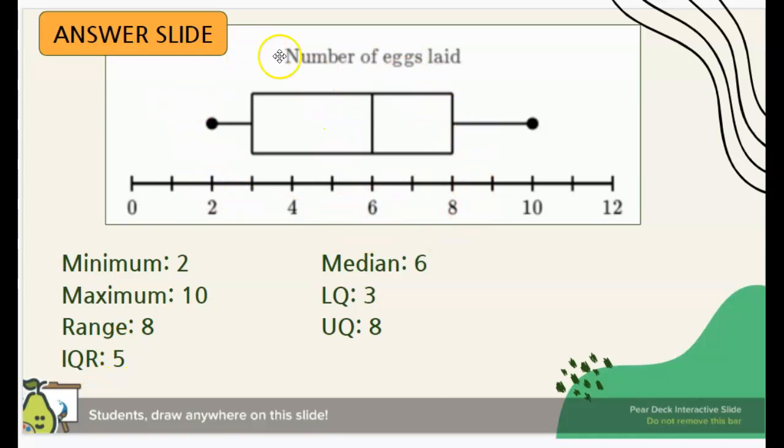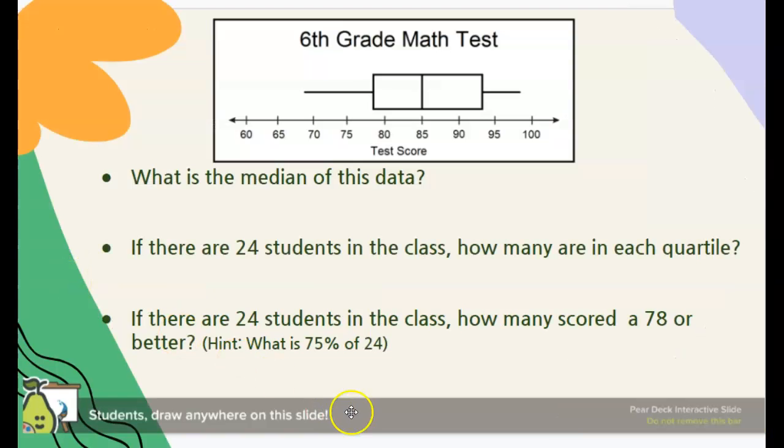So once again, here's another box plot. Minimum is at 2. Maximum's at 10. The range is 10 minus 2, which is 8. The median is the line right there in the middle of the box, which is 6, lower, upper, and then the interquartile is when you subtract them.